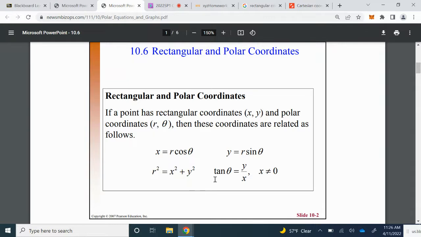We're also given that the tangent of theta is equal to y over x. So if we're given a rectangular coordinate, we can convert that rectangular coordinate into a direction angle theta. All right, so let's take a look at some examples.